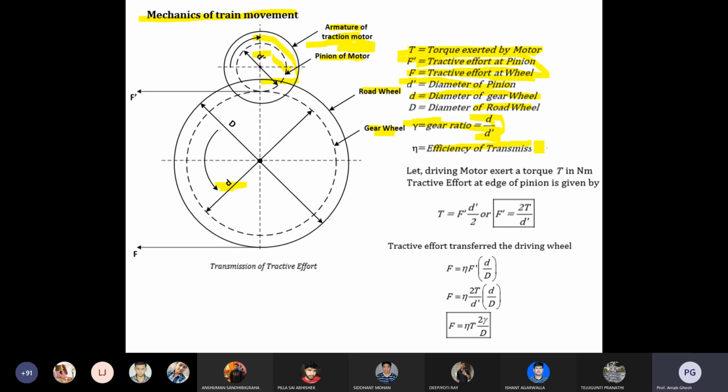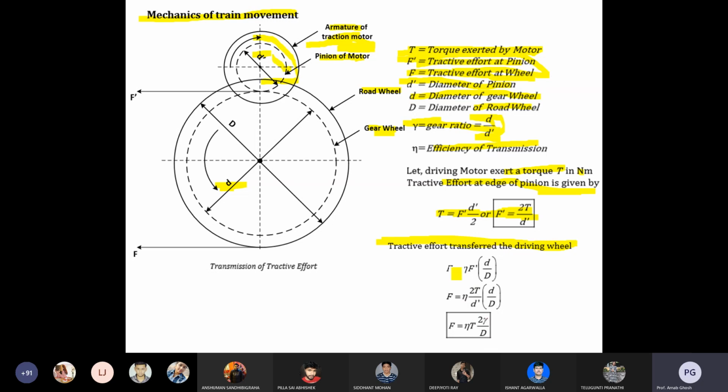Let the driving motor exert the torque T in Newton meter. The traction effort at the edge of the pinion is given by T equal to F dash D dash by 2, or F equal to 2T by D. These two are the basic equations for the torque. The tractive effort can be transferred to the driving wheel, so the driving wheel makes it possible.